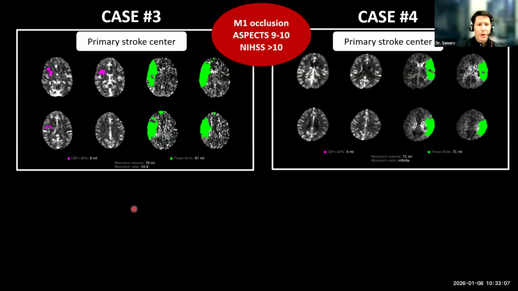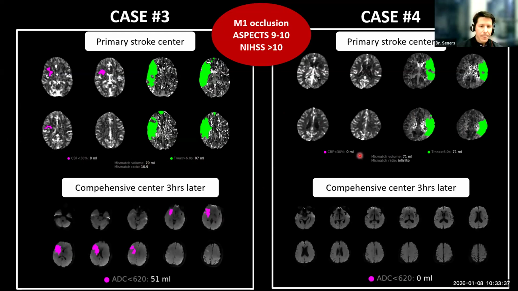Let me show you those 2 additional cases on CT. Again, those patients were admitted in primary stroke centers very early on, M1 occlusion, high ASPECTS on non-con CT, 9 or 10, very high NIH stroke scale score, very favorable profile on CTP, very small core in both cases, less than 10 cc, very large Tmax greater than 6-second lesion. So a lot of mismatch in both these cases.